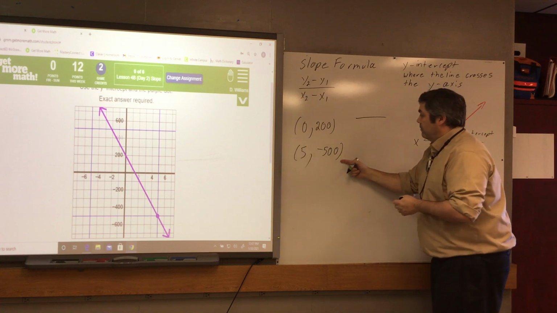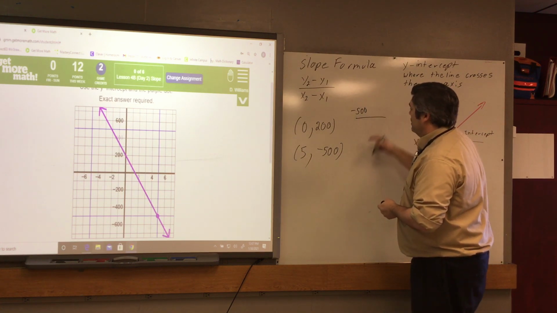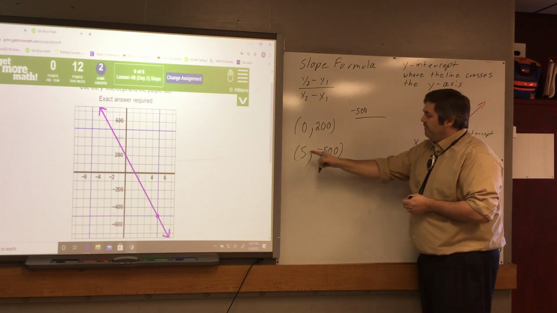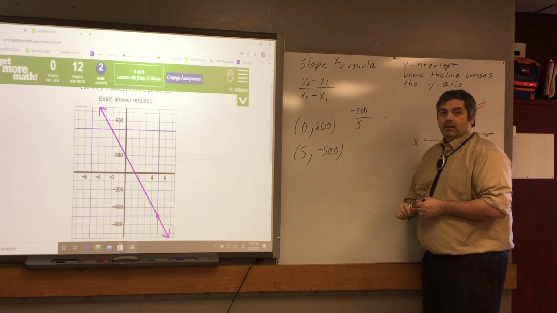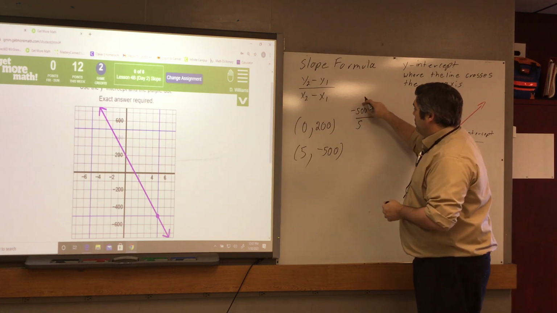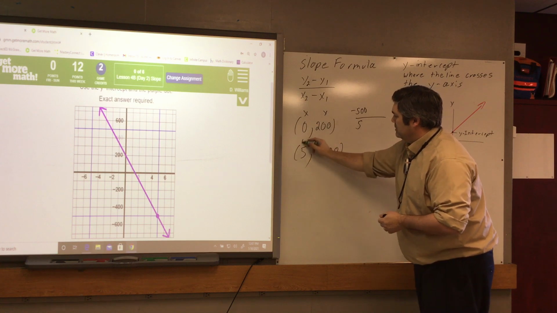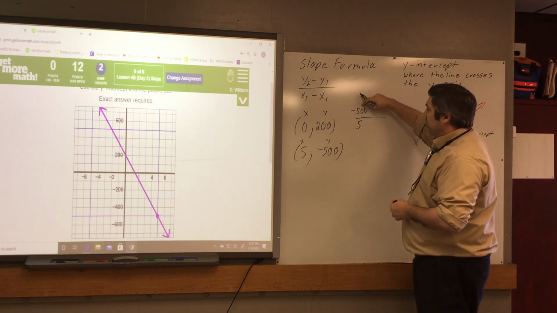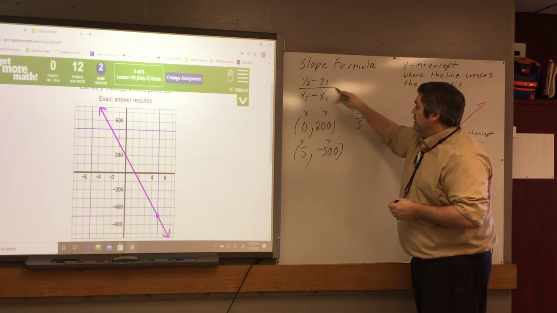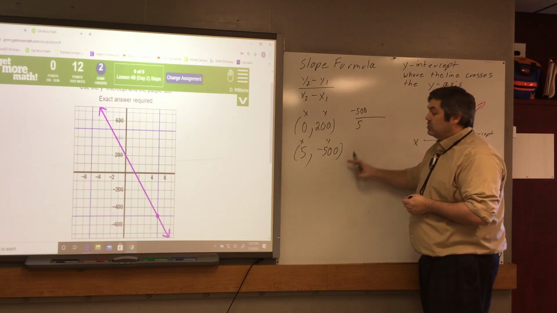Now here, I'm going to choose this one, negative 500. The moment I choose that one, that forces this 5 to go right underneath it. The moment I chose that to go in for my y here, because this is your x, this is your y, the moment I took this y and put it into the first y spot, right there, that forces the x that's associated with it to go there.